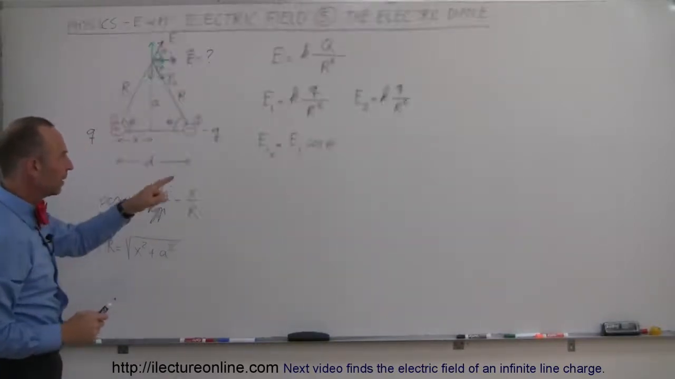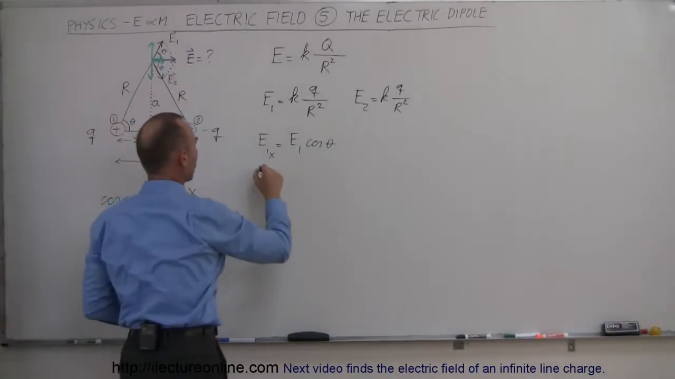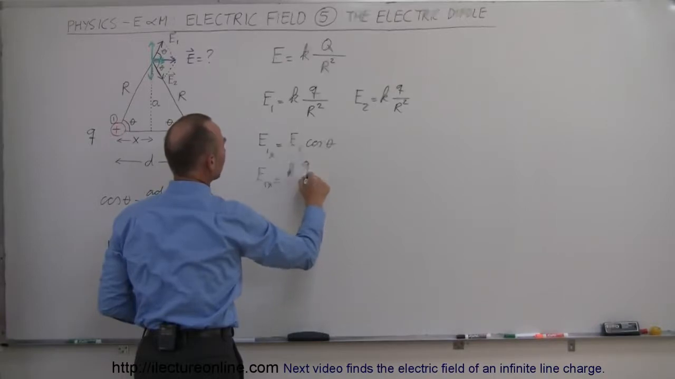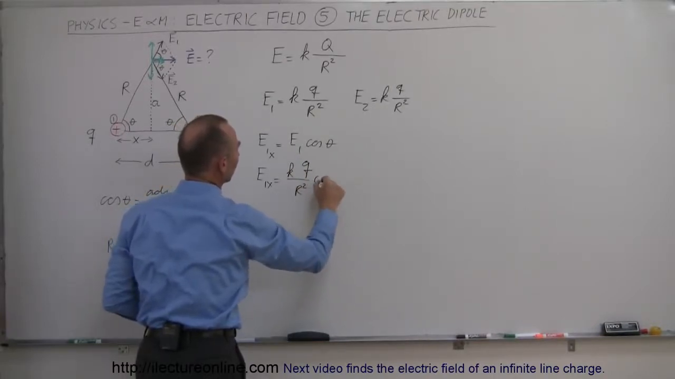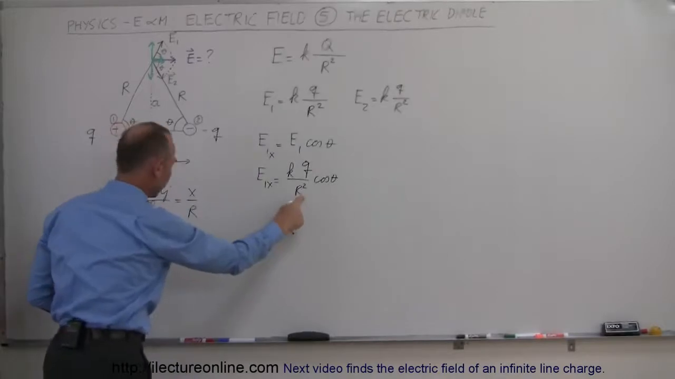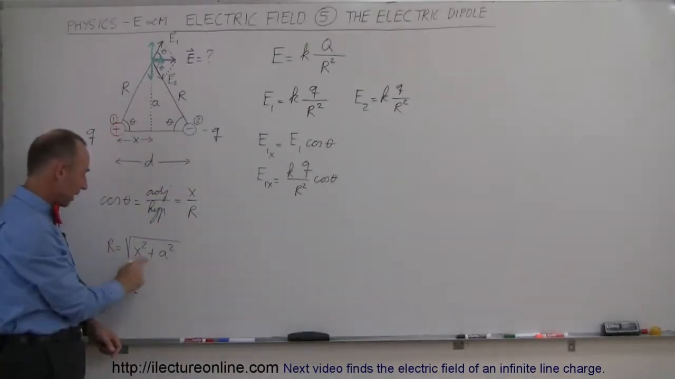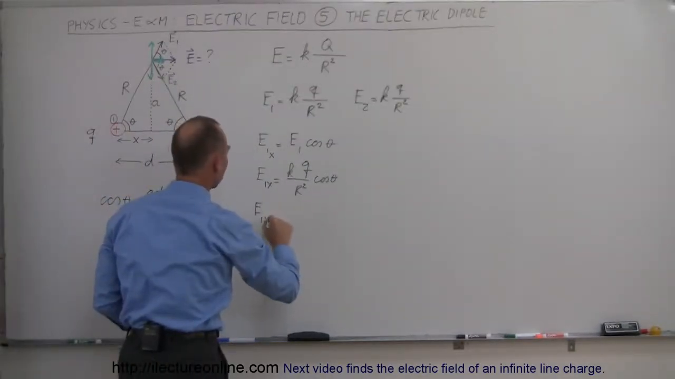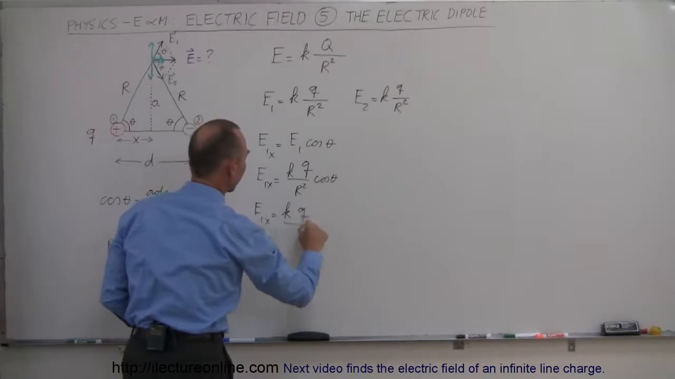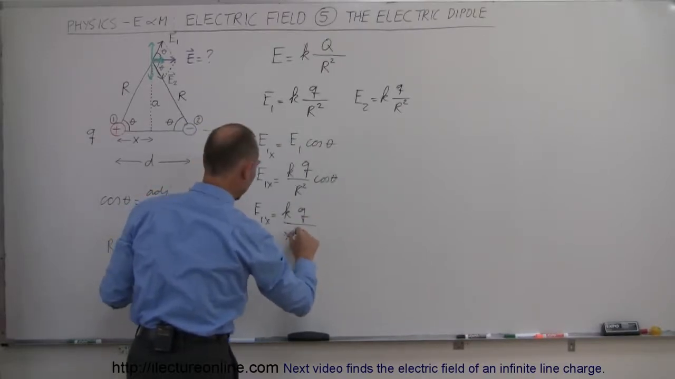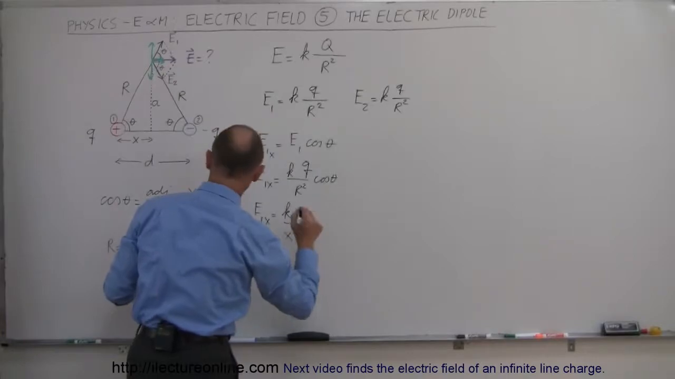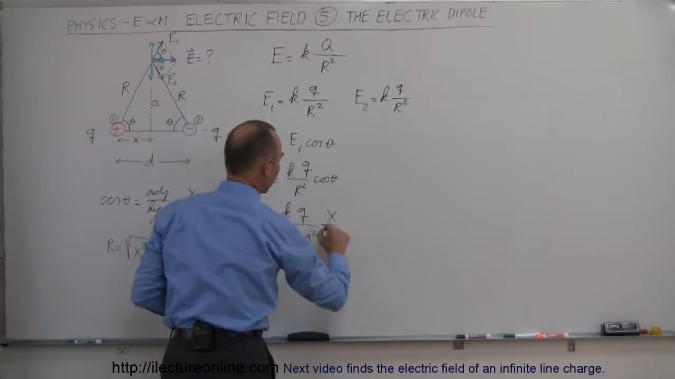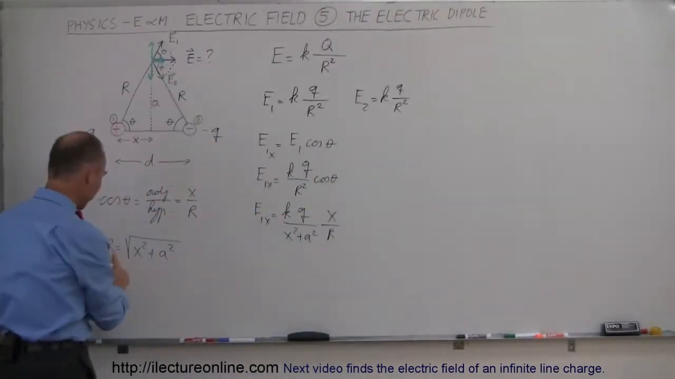All right, so if I then plug that in here, notice that E1 in the x direction is equal to E1, which is k times q divided by r squared times the cosine of theta. Now I can replace r squared by this right here. So if I square r, I get this quantity squared, or simply what's underneath the radical. So E1x is equal to k times q divided by x squared plus a squared times the cosine of theta, which is x over r. So that would be x divided by r. And then again, this r can be replaced by this right here.